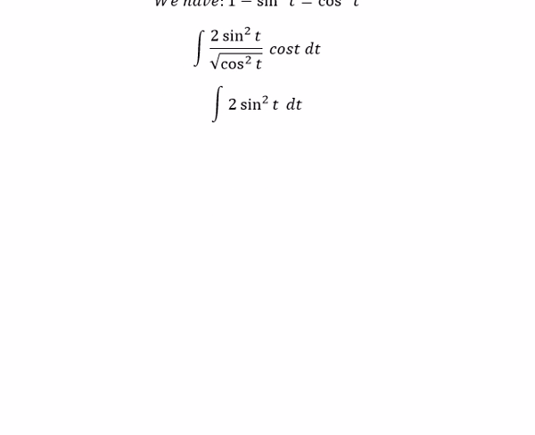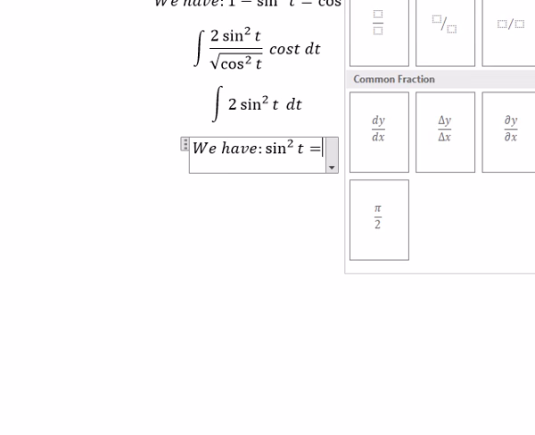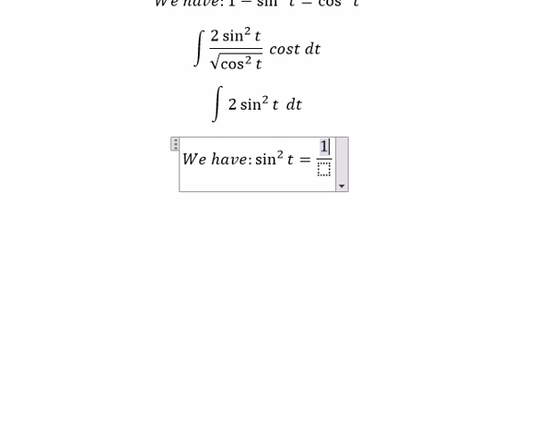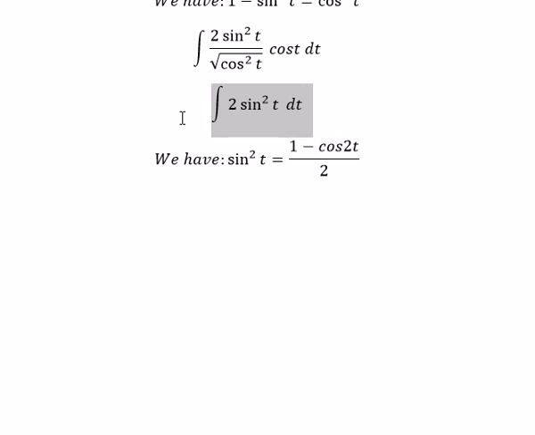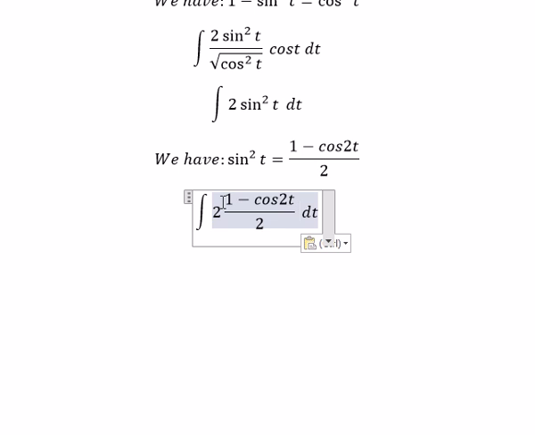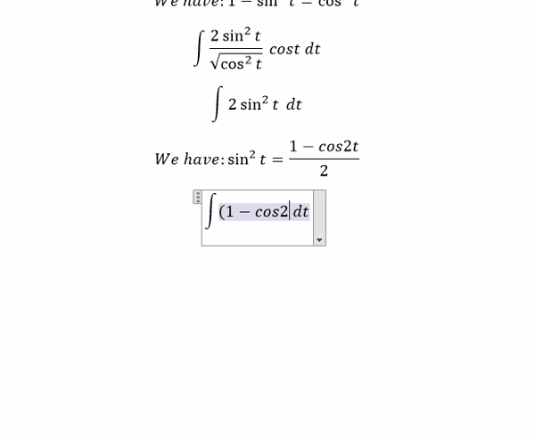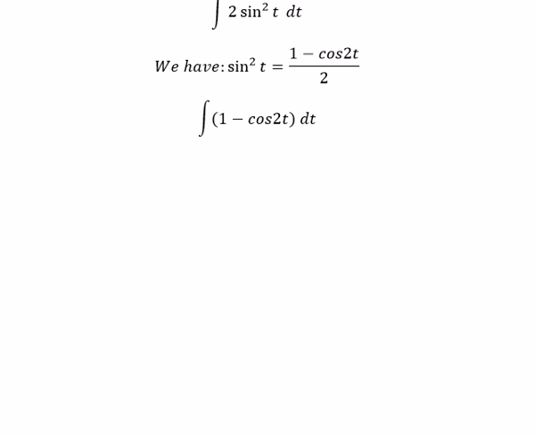Next, we have sine t squared equal to 1 minus cosine 2t over 2. So we put this one in here. 2, they cancel. Now we can get the final answer.